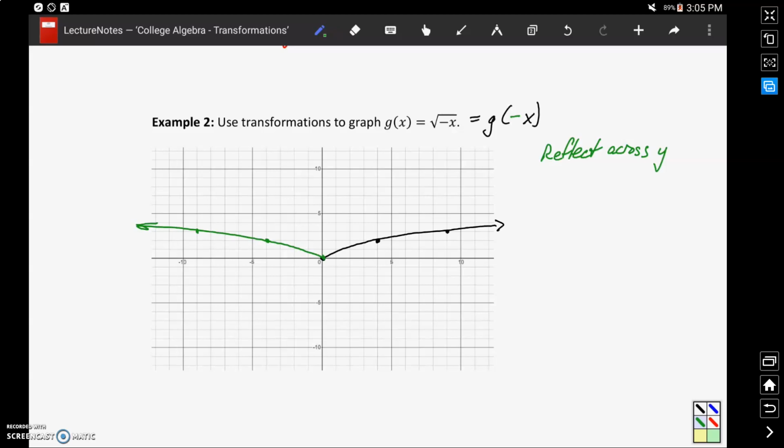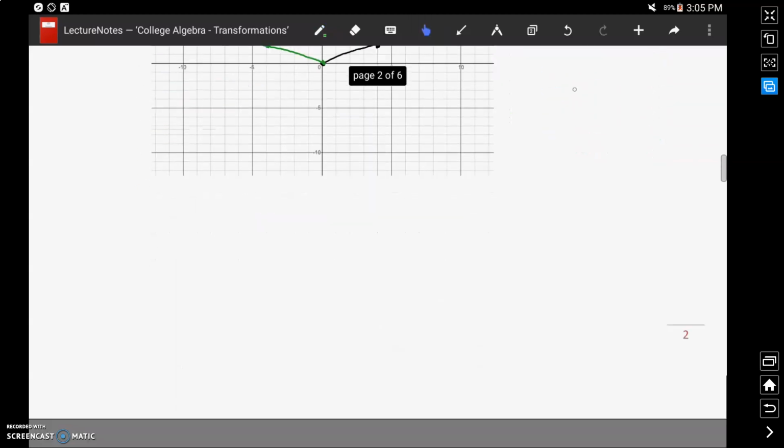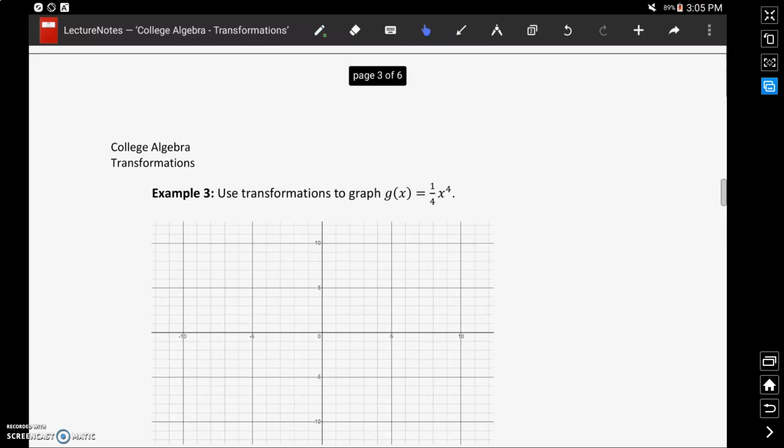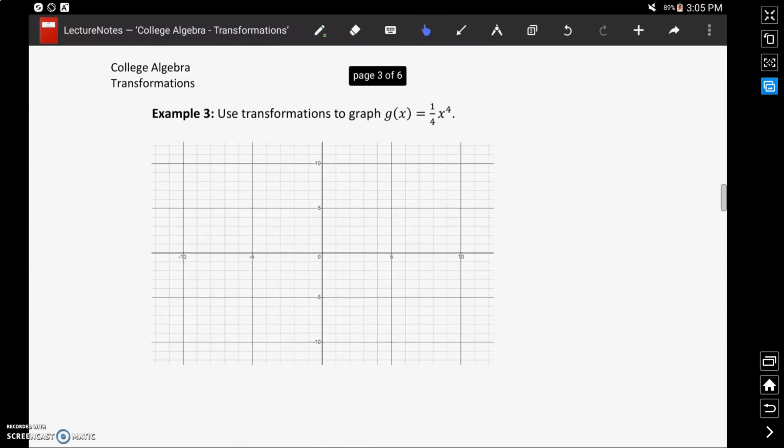So again, understanding those transformations and reflections allows us to come up with the graph of a new function much more quickly than by going back to a table of values or having to plot points in a more long-form fashion.